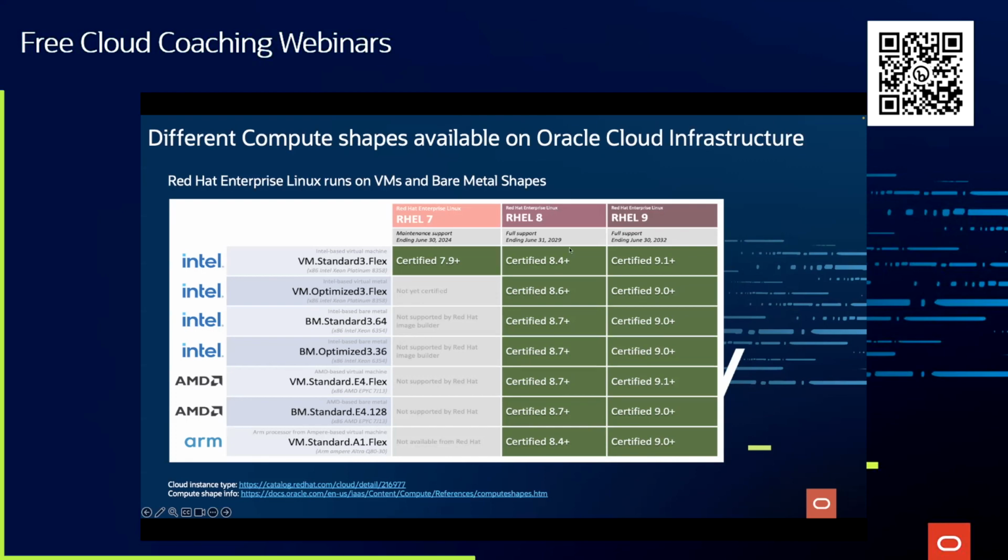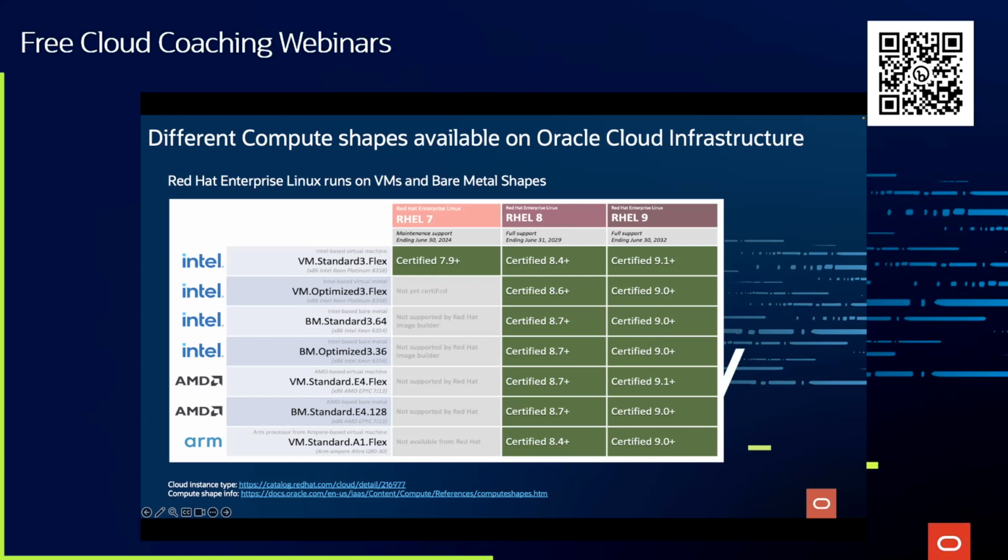For another example, let's take Red Hat Enterprise Linux 8 and 9, these purplish colors. You can see that customers can select from any processing architecture, Intel, AMD, or ARM, and they can also select all of these shapes that are listed in the second column over here: the VM Standard 3, Optimized 3, the bare metals, etc.